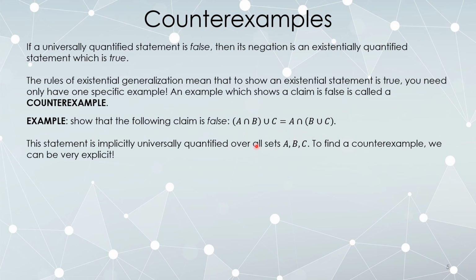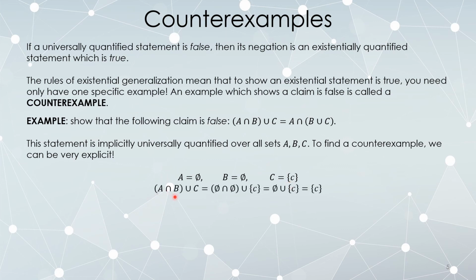To find a counterexample, we don't need to show that this always fails. We just need to show it fails once. So we can be extremely specific and explicit about what sets A, B, and C are going to make this claim fail. Let's let A be the empty set, B be the empty set, and C just have a single element. This isn't the only way we could do this, but this is one.